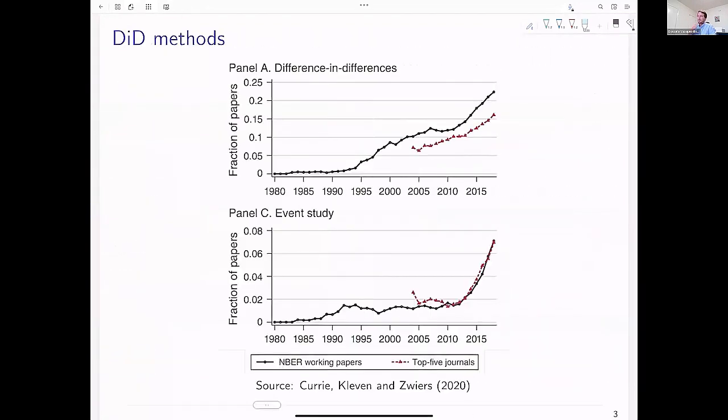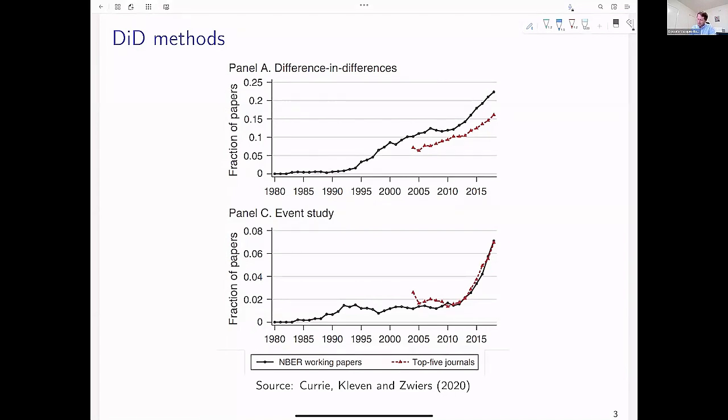Just to show you that what I'm saying is true, here are a couple of graphs from a paper by Currie, Kleven, and Zwiers, where they use text analysis to show the popularity of different causal inference methods. This is only in economics. My background is in economics, so you're going to see that most of the examples come from econ papers, but I'm sure this is true in other disciplines as well.